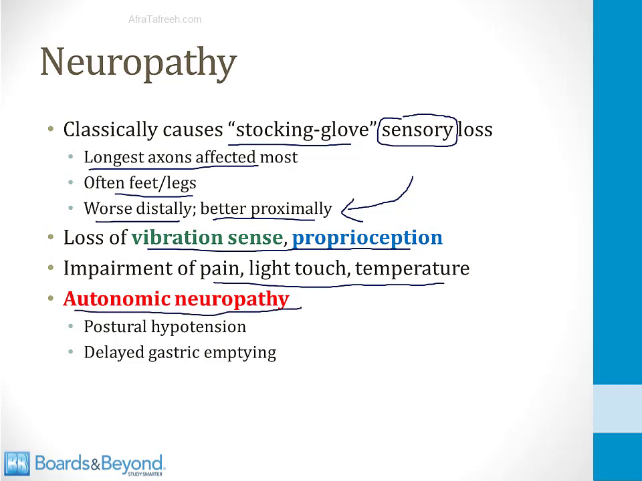Patients with diabetes who develop an autonomic neuropathy can develop postural hypotension. This is where their blood pressure falls when they stand up, and they can become dizzy and pass out. In addition, some diabetics develop an autonomic neuropathy involving the GI system. They can develop delayed gastric emptying and can potentially develop gastroparesis.